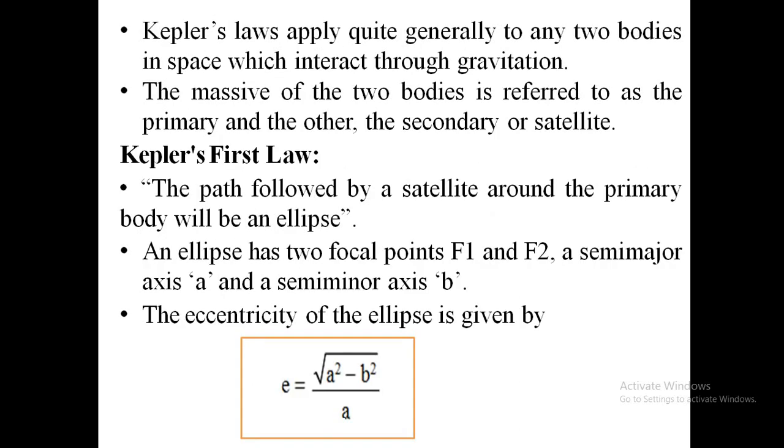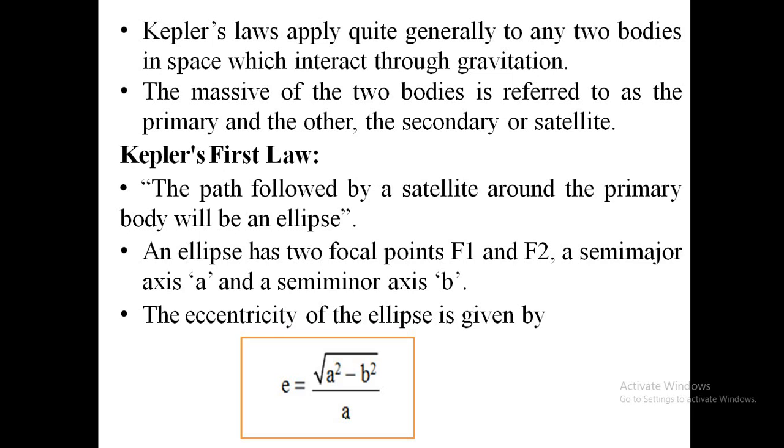Kepler's laws apply quite generally to any two bodies in space which interact through gravitation. The more massive of the two bodies is referred to as the primary object and the other one is the secondary or satellite. So, the primary object will be Earth and the secondary object will be the satellite revolving around the Earth.